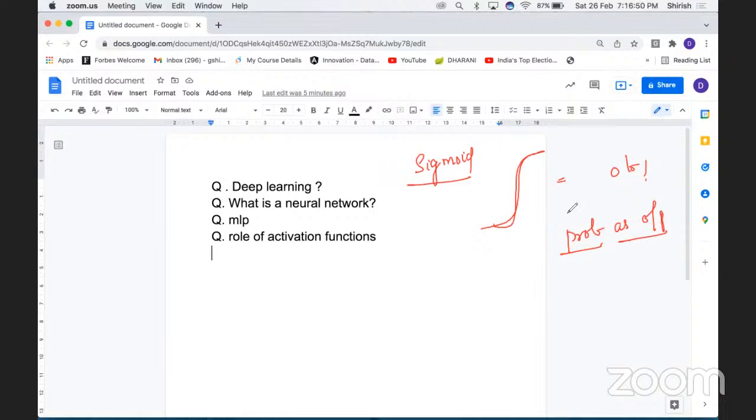This is used, and an extension of this is softmax. It is more generalized. It is used for multi-class problems. When you have a multi-class problem to solve, you use the softmax activation function because it gives probabilities as output for more than 2 classes.